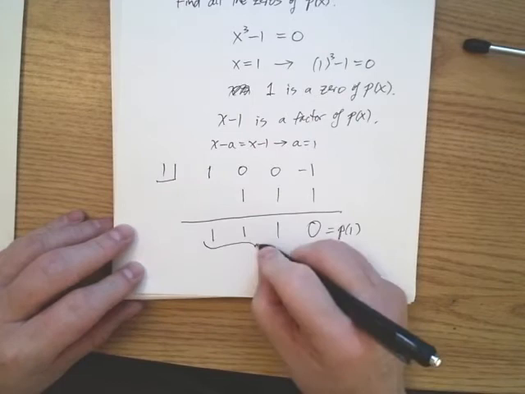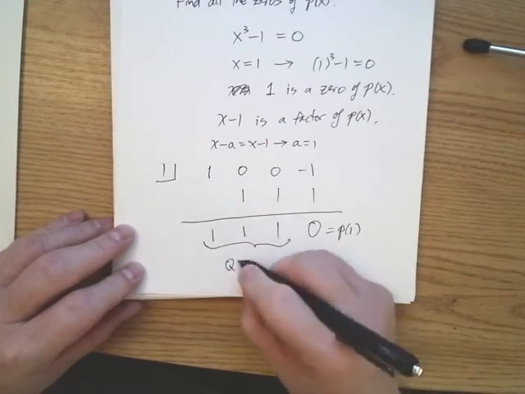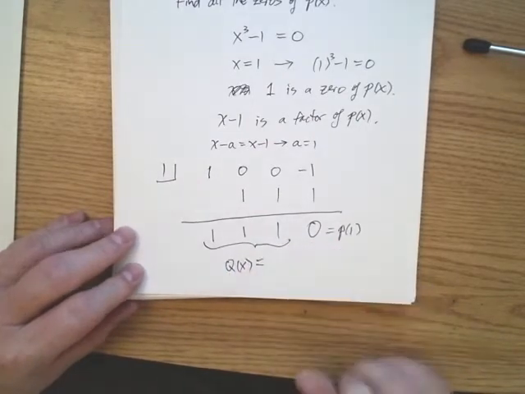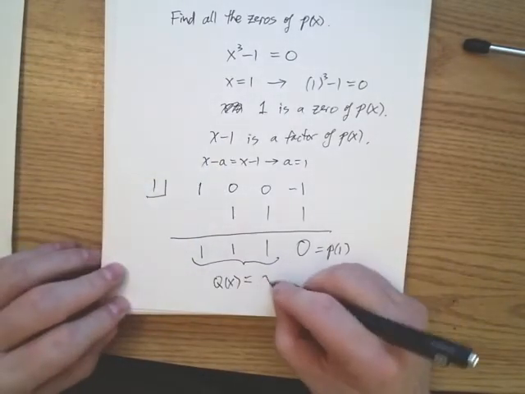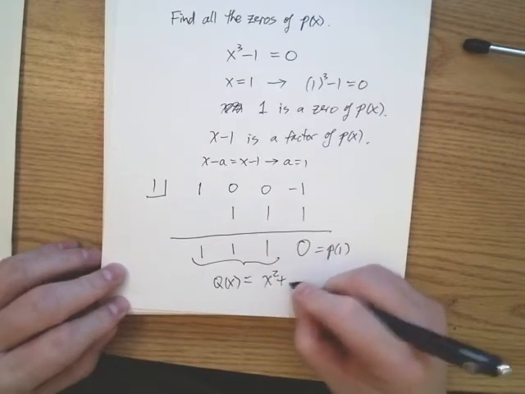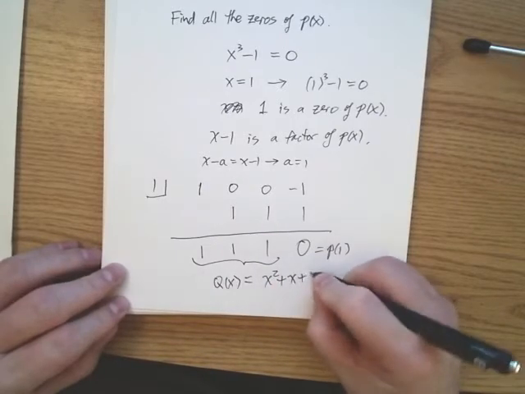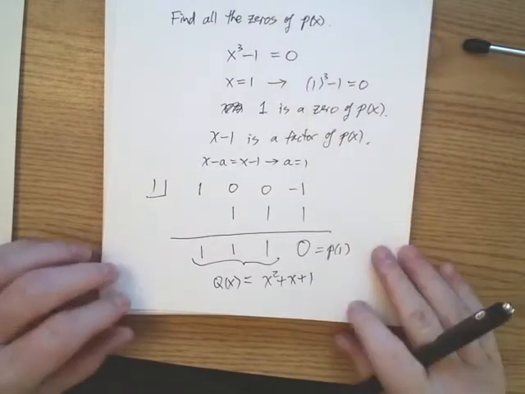Do you remember what this stuff was? These were the coefficients of q of x. Now, q of x is going to have a degree 1 less than p because I'm dividing by a first degree polynomial. So that's really 1x squared, which is x squared, plus 1x, which is x plus 1. And that's our quotient here.